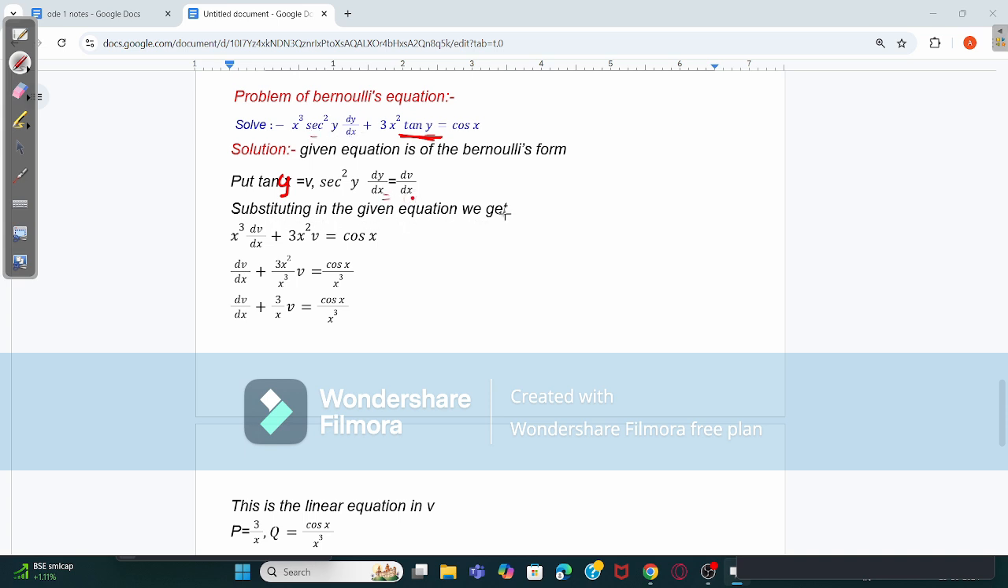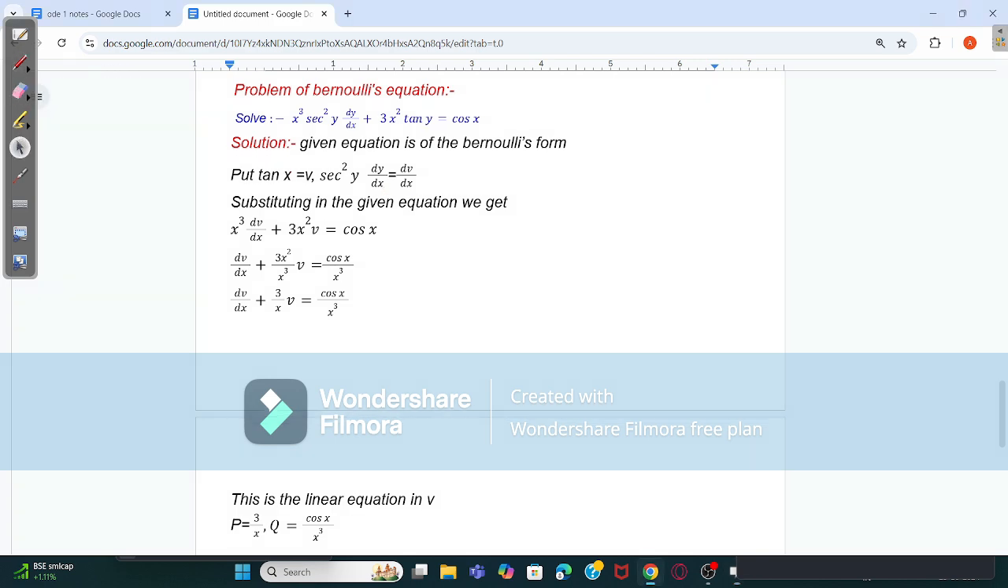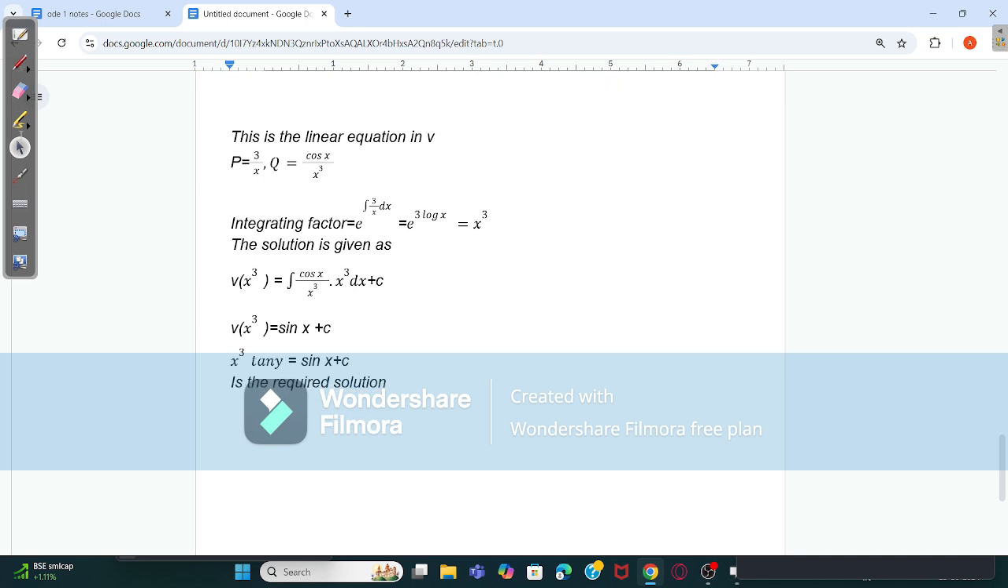Substituting in the given equation, we get x cubed dv/dx + 3x squared v = cos x. Dividing by x cubed, this gets cancelled out and the equation becomes dv/dx + (3/x) v = cos x / x cubed. This is the linear equation in v. So what is the value of P? P equals 3/x. The value of Q is cos x / x cubed.